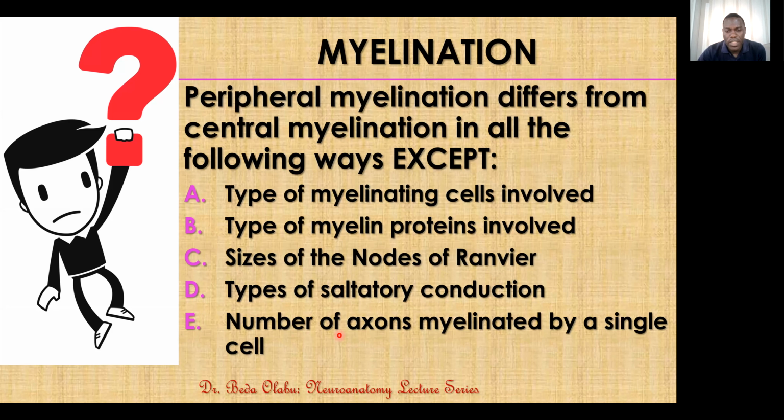This one is also not well done, but this is understandable. This one I don't mind explaining. We've agreed that peripheral myelination is done by Schwann cells, and central myelination is done by oligodendrocytes, which means choice A is correct. We've also agreed that in peripheral myelination, one Schwann cell can only myelinate a single axon, while in the central nervous system, an oligodendrocyte myelinates multiple axons. So choice E is also correct. So we are debating among these three.